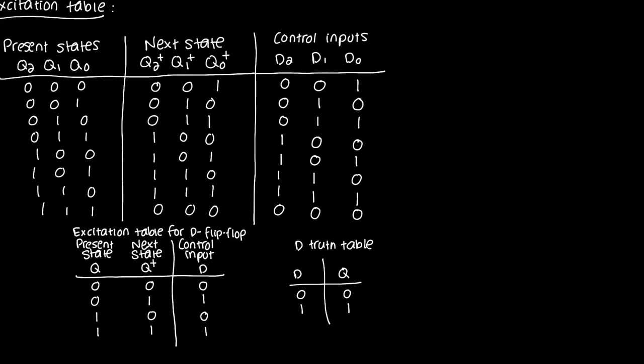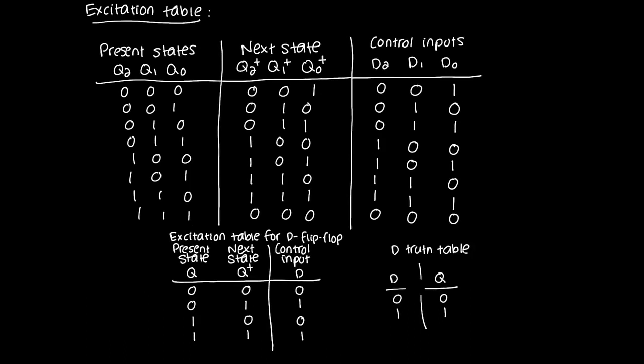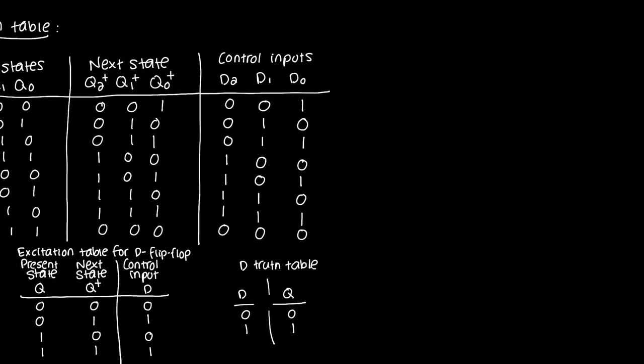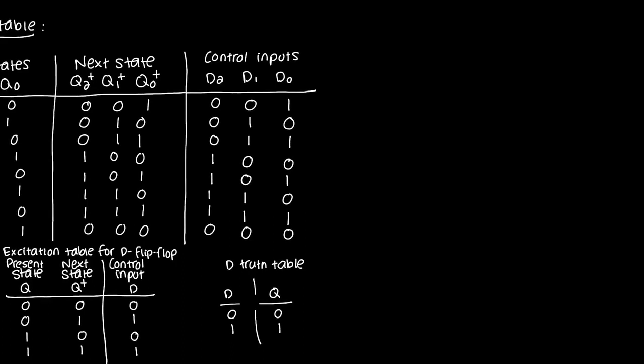Now what do I do? I derived the excitation table. So I have 3 control inputs, D2, D1, and D0. And now I want to derive Boolean expressions expressing each of these control inputs in terms of the present state, Q2, Q1, and Q0. So that's the present counter state. And the way I'm going to do that is with K-maps. So let's draw K-maps, and we'll see where this is all going.